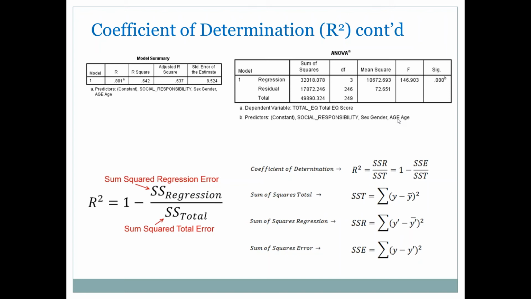Then I had a sample of, I think, 250 people, and so I took social responsibility scores. I took whether they were male or female, and I put in everybody's age, and those were all my predictors. My outcome was this total EQ score, the emotional intelligence score. So I wanted to know how well these 3 predictors contribute to or explain the emotional intelligence score. I was hoping it would be high.